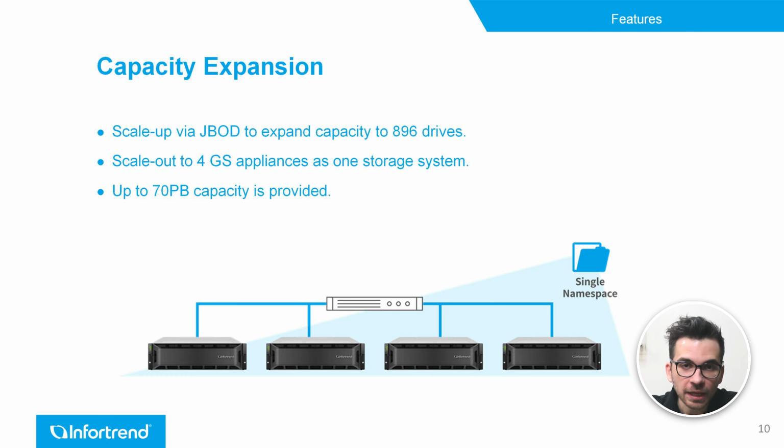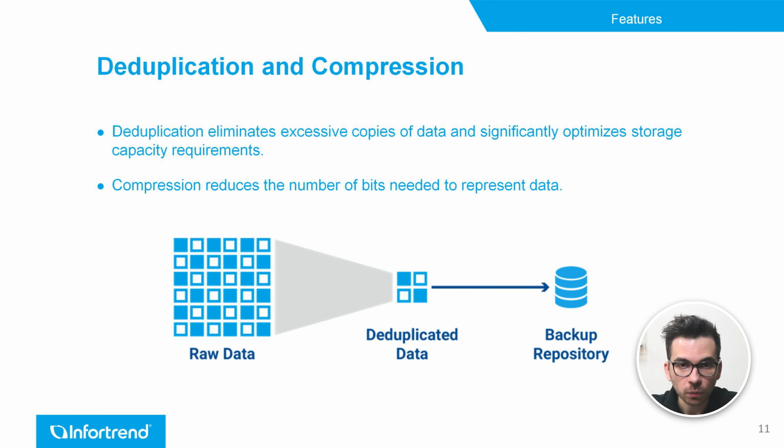Important to note that even a 90-bay system can be both scaled up with JBODs as well as scaled out with other GS systems, which can even be from different generations or form factors as well. For space optimization, we will be able to use deduplication and compression functionalities on both file and block levels.